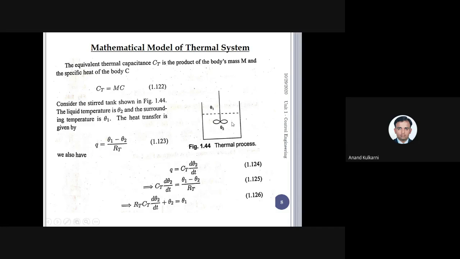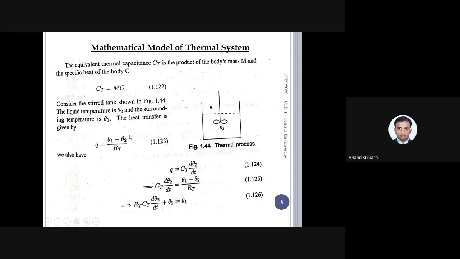Now, if we just consider the tank in which water is there and it is getting stirred, in order to attain equilibrium, heat is going to get transferred from one point to another. Let us consider that the liquid is at temperature theta 2, and heat is getting transferred from one medium to another. The atmospheric temperature is at a higher temperature.